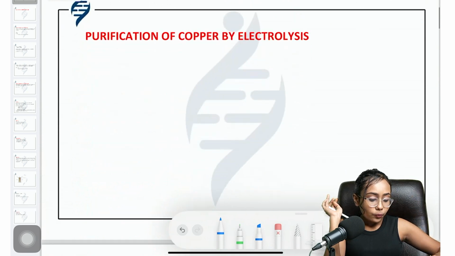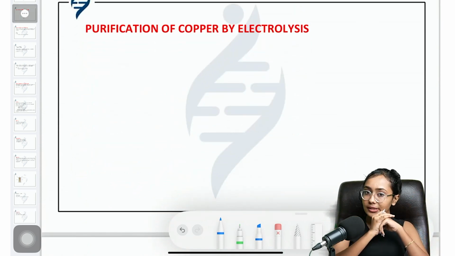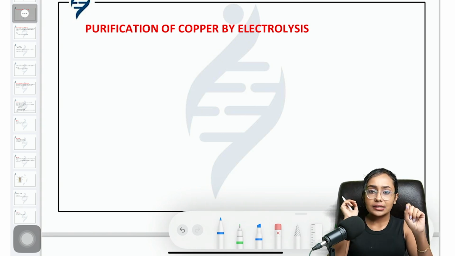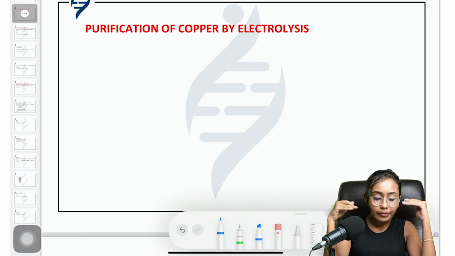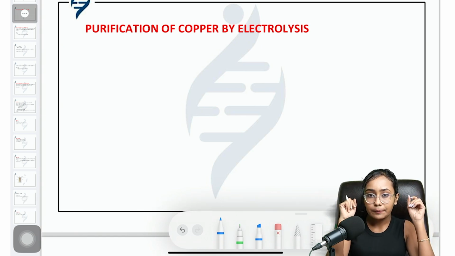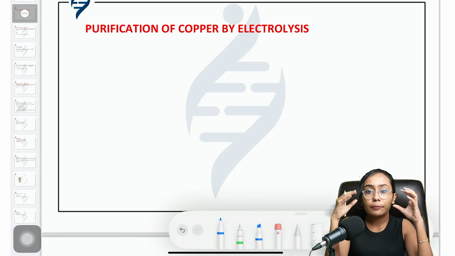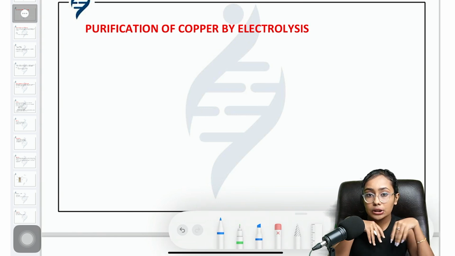So now we are going to discuss the purification of copper by electrolysis. You know what electrolysis is, right? It is the process of conversion of electrical energy to chemical energy. Now we are going to explain the process that runs in an electrolytic cell, how electrolysis takes place in an electrolytic cell, and for that we use the example of purification of copper.